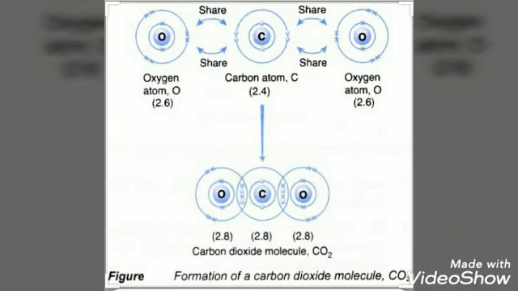So, one carbon atom shares its 4 electrons with 2 oxygen atoms and forms a carbon dioxide molecule. There are 2 double bonds in a carbon dioxide molecule. The carbon atom is in the middle of the molecule and the 2 oxygen atoms are held to it by means of 2 double bonds, one on each side of the carbon atom.